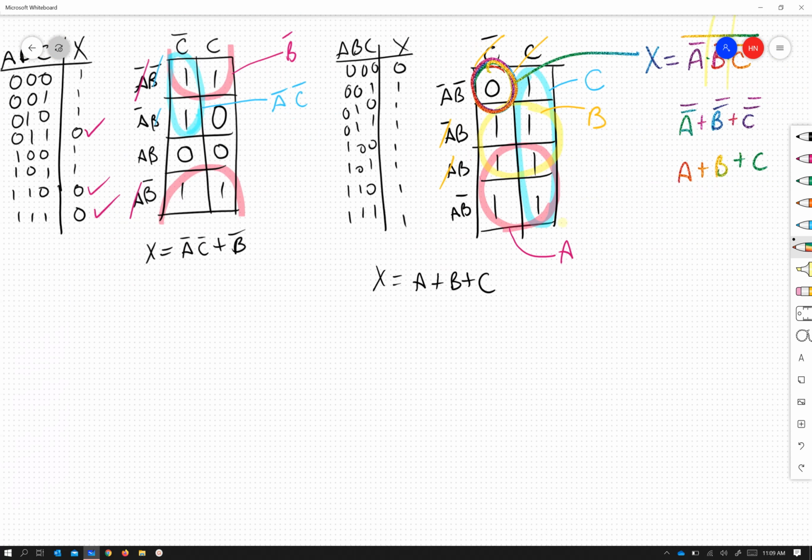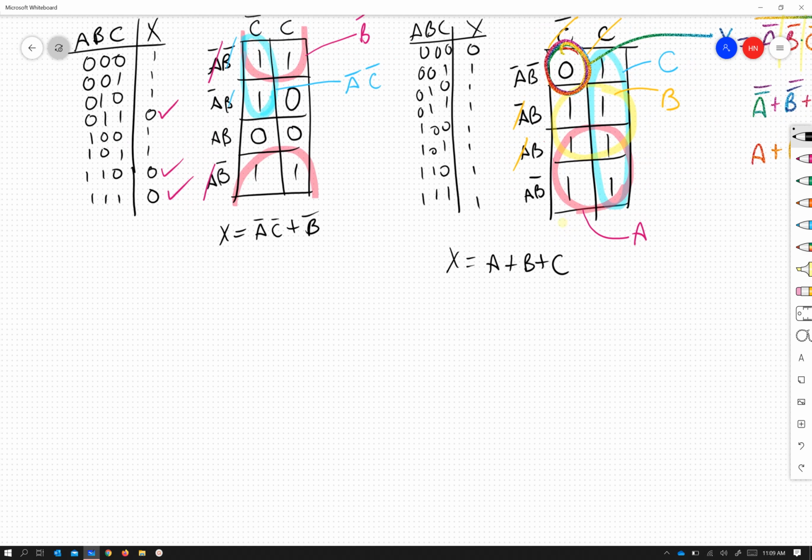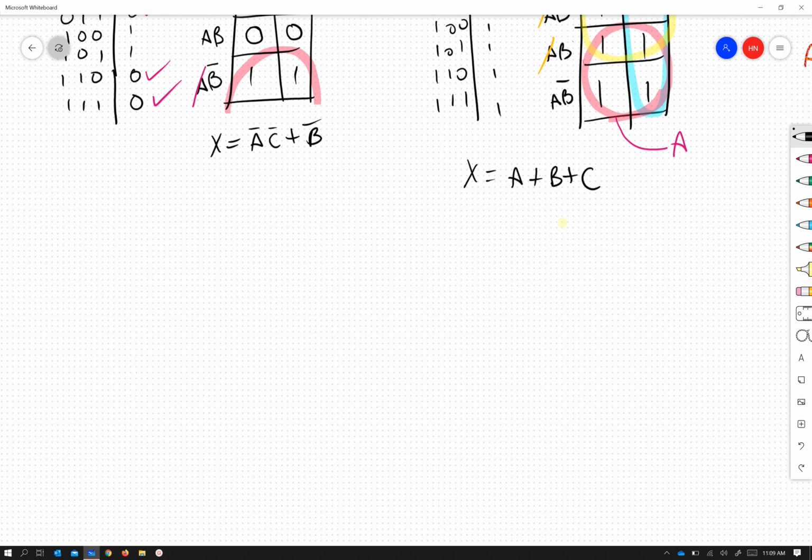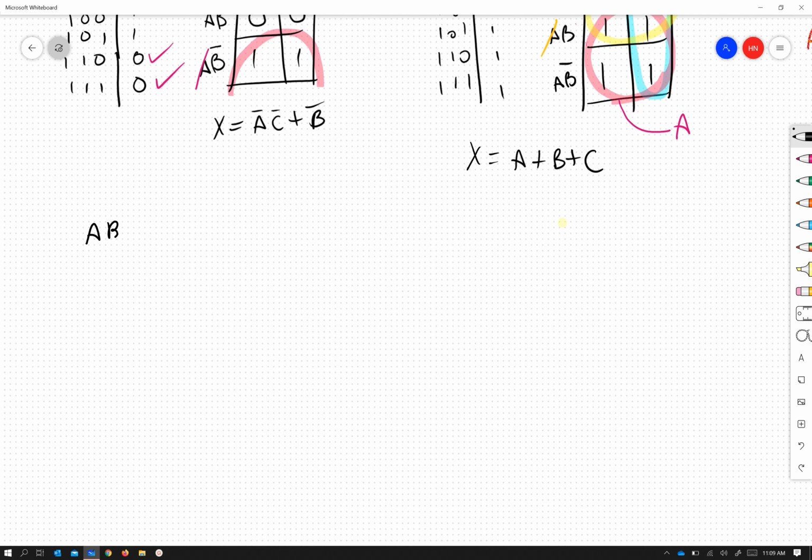Okay, let's move on to 4-variable K-maps. Sometimes you have 4 letters.